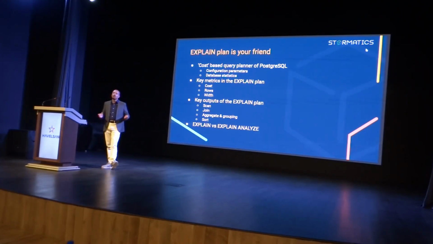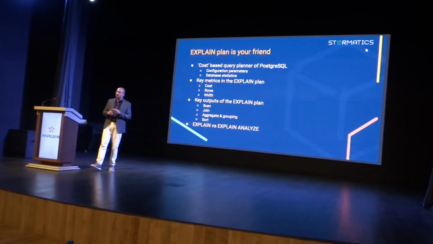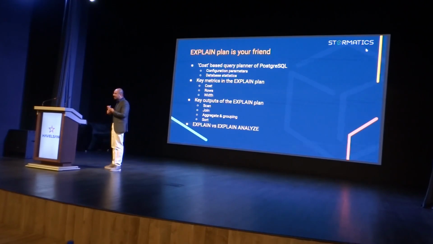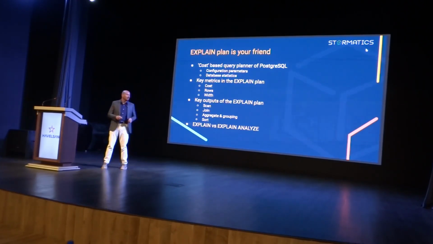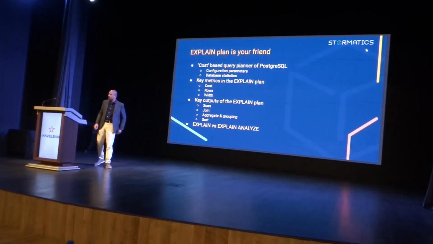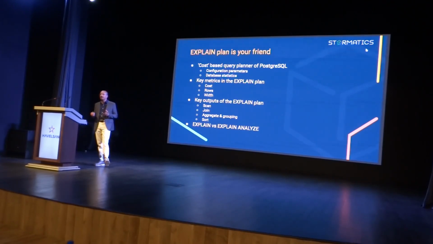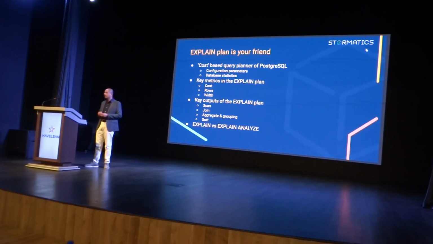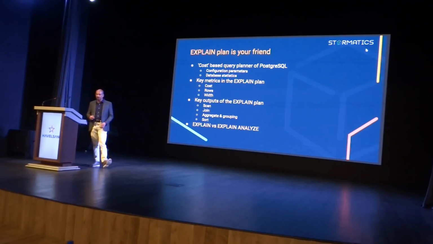But the key areas that you want to watch out for when you open up an explain plan, and when you try to understand how a query is being executed, are how much a step is costing, the number of rows that step is fetching, and the width of each row. So these three metrics right here. And the key outputs of an explain plan outline the kind of scan the query executor is going to run, how it's going to join different tables, how it's going to aggregate and group the data that's coming in, and how it's going to sort the data.